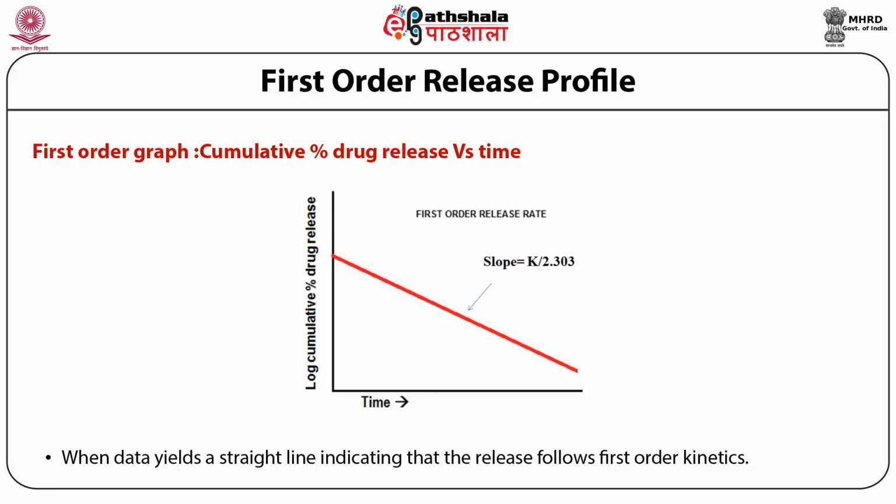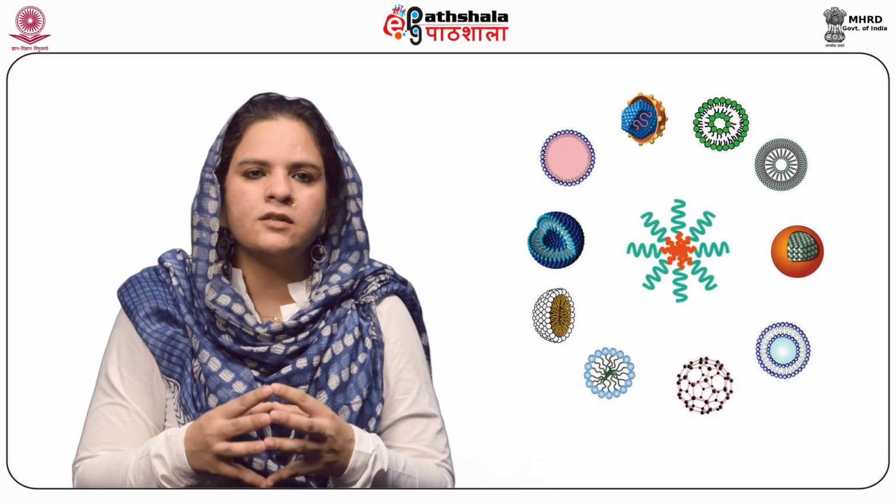The graph which we will obtain, which is seen in front of you on your screens, is primarily a profile equivalent to first order release. The data was taken in the log form of the cumulative percentage release. The x-axis had the time factors and the constant k can be obtained by multiplying the slope values. When the data yields a straight line, it indicates that the release follows first order kinetics.